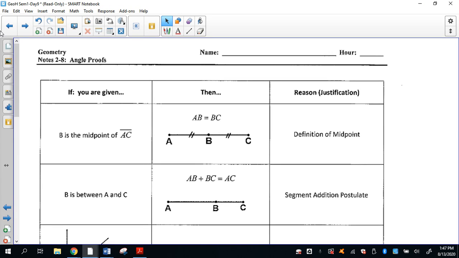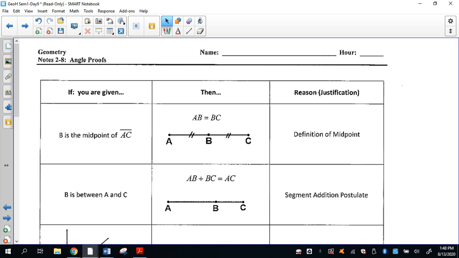Hello, this is Geometry Notes 2-8, Angle Proofs, with Mrs. Moslick. I want to let you know that in these notes, we're mostly looking for justifications once you're given some important information in Chapter 2. So to start with, let's look at our chart.